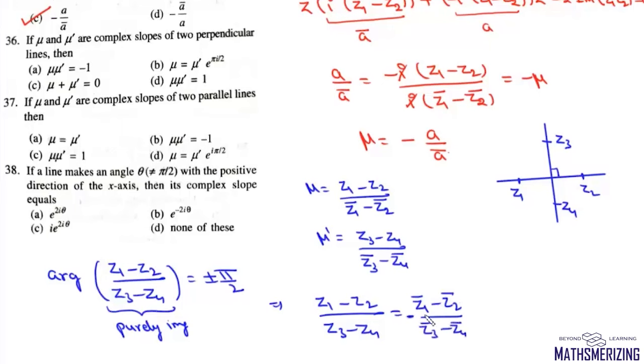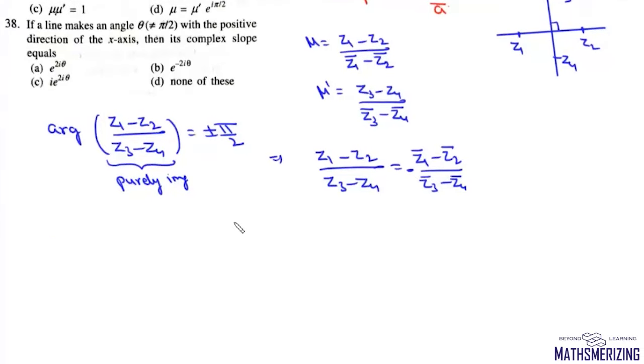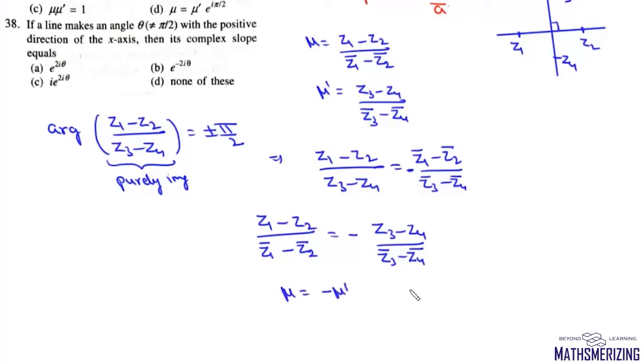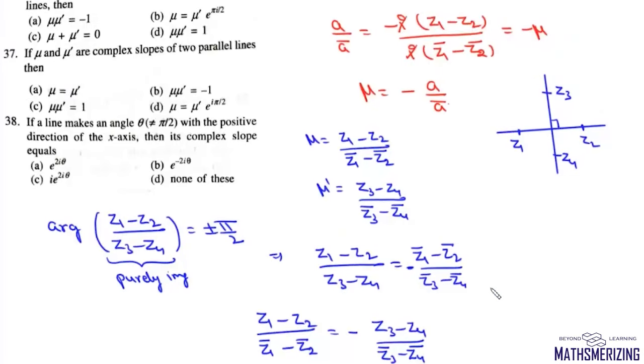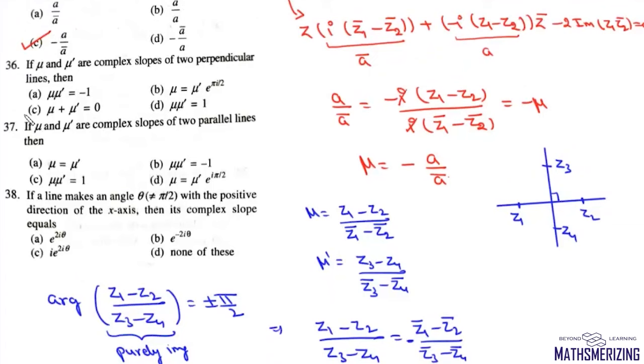Now if we rearrange it, we can write this as Z1 minus Z2 upon Z1 bar minus Z2 bar, and it will be equal to minus Z3 minus Z4 upon Z3 bar minus Z4 bar. So this is mu is equal to minus mu dash, or we can write mu plus mu dash equals 0. So answer to question number 36 is mu plus mu dash equals 0, and that's your option C.